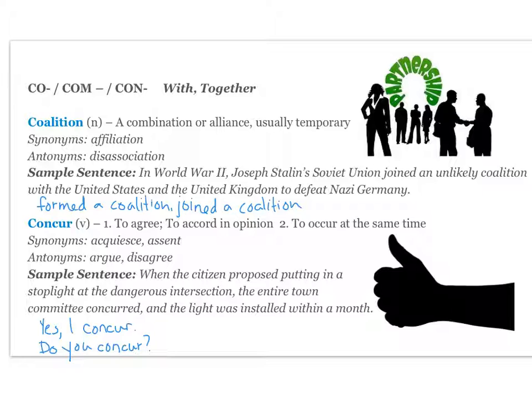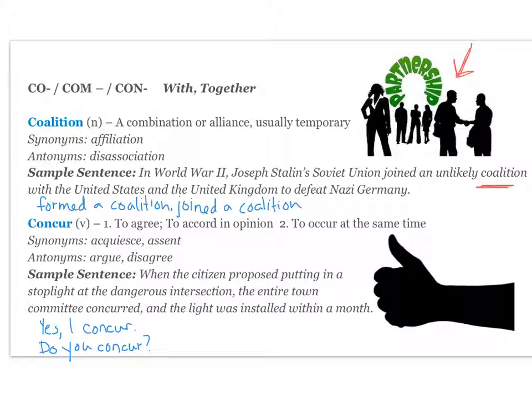So if you see these people over here forming a coalition because they are shaking hands, deciding to work together to get something done. Your synonym is affiliation, and your antonym is dissociation. Your sample sentence says, in World War II, Joseph Stalin's Soviet Union joined an unlikely coalition with the United States and the United Kingdom to defeat Nazi Germany.